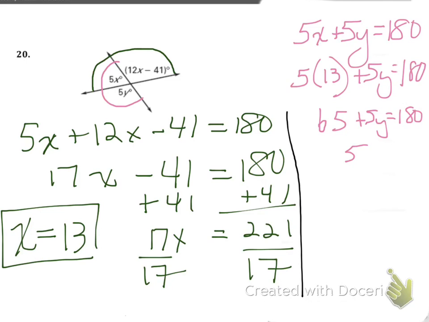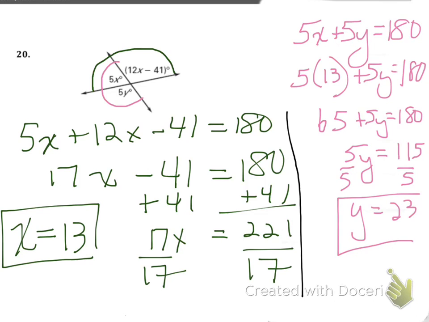So that means 5y equals 180 minus 65. So 5y equals 115. Divide both sides by 5. And I'm getting y equals 23. Okay, so now I have both values. So that solves my problem.